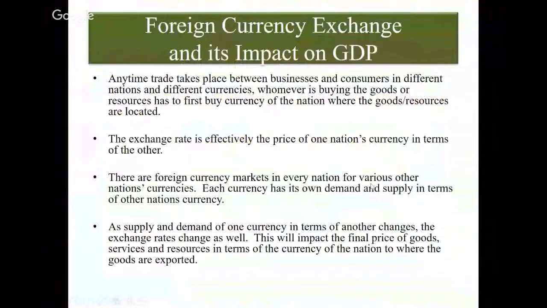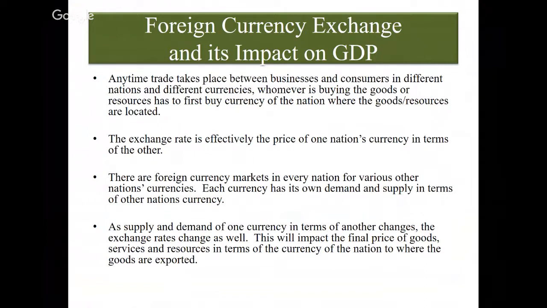A couple of things to be aware of. Anytime trade takes place between businesses and consumers that are located in different countries that use different currencies, whoever is buying the goods or resources is effectively first buying the currency of the nation where the goods or resources are located, and then using the foreign currency to buy the goods or services. The foreign currency exchange rate is the price of one nation's currency expressed in terms of the other.